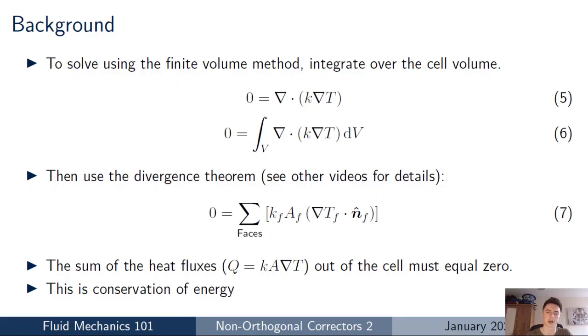That's why we've got Kf, the thermal conductivity at the face center. We've got the area of the face, Af, and then we've got the dot product of the temperature gradient and the unit normal vector pointing out of the face. So again, the unit normal vectors always point out of the cell, so we're looking at the heat flux out of the cell.